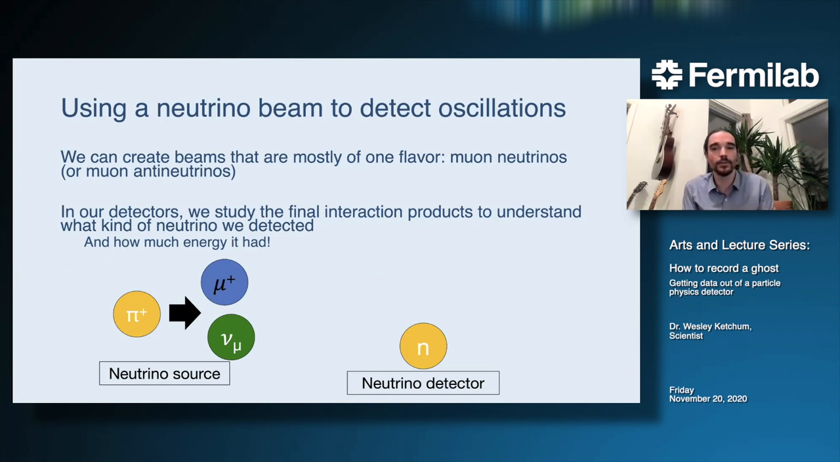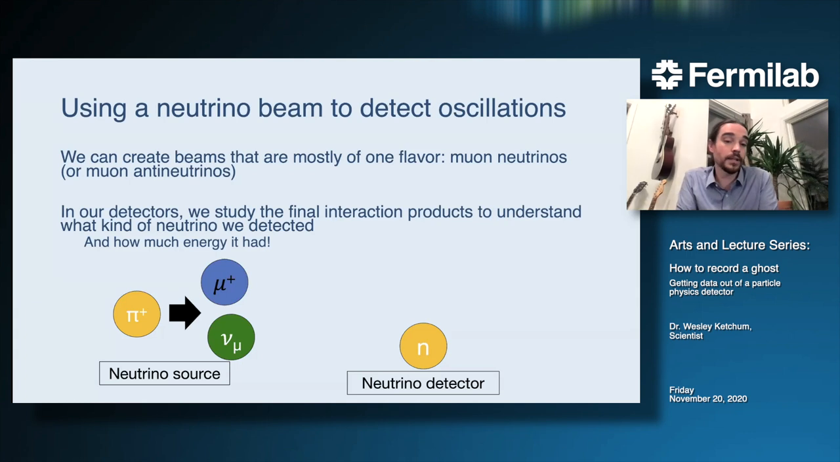How does a neutrino beam and neutrino detector work for detecting oscillations? When we make a neutrino beam, we usually start with them mostly as one flavor of neutrinos. We try to make our neutrino sources as pure in one flavor as possible, usually a beam of muon neutrinos or muon antineutrinos. And then in our detectors, we study the final interaction products to understand what kind of neutrino we've detected, what the flavor of that neutrino was, and how much energy it had.